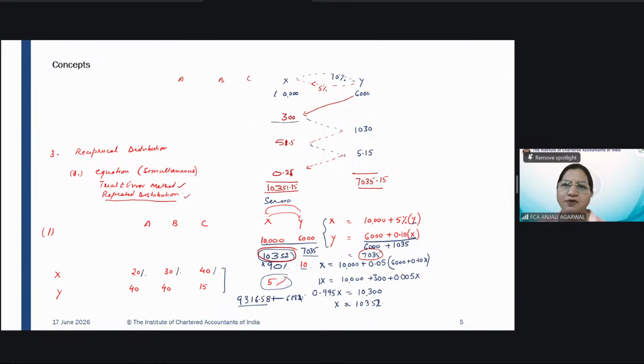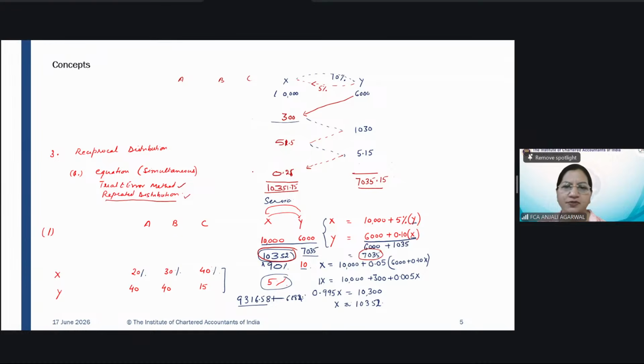So what is the difference between trial and error and repeated? In trial and error, you are only taking X and Y at a time so that you ultimately find the total of X and total of Y. And then that total of X is distributed amongst ABC, total of Y is distributed amongst ABC.